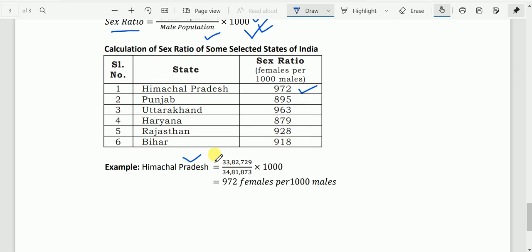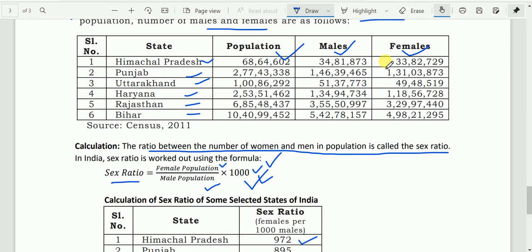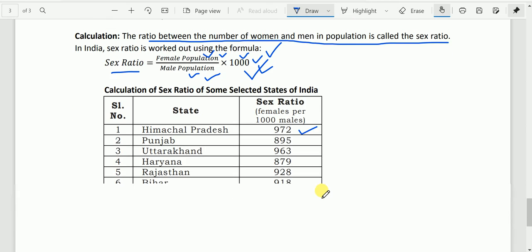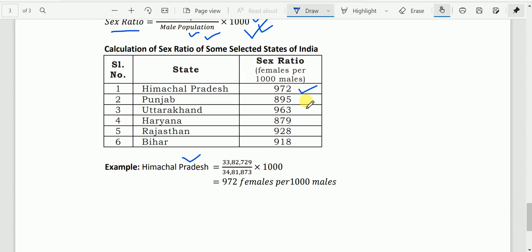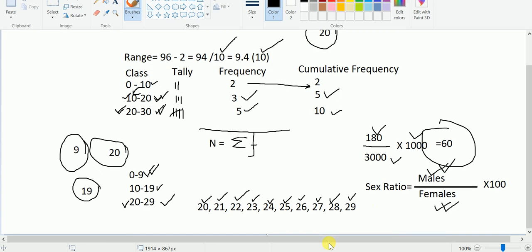So this is for India, and accordingly we have got the sex ratio here applying the formula. Say for example Himachal Pradesh, very simple. Okay, so for Himachal Pradesh, we have the number of females here. The number of females you have to put here, then the number of males you have to put here. Okay, and multiplied by 1000, and after that you have got 972. Okay, and similarly you can find out for Punjab, then Uttarakhand, Haryana, Rajasthan, and Bihar. Okay, you may try using this formula also.